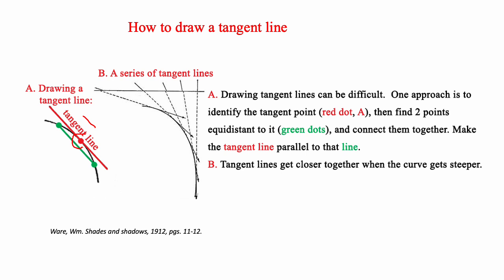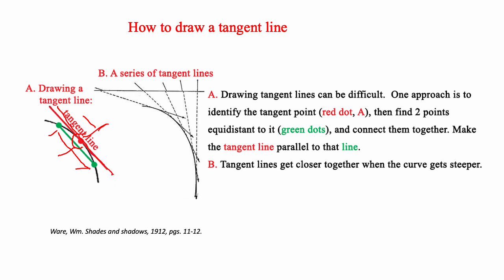Drawing tangent lines can sometimes be difficult, but one approach is to identify the tangent point, this red dot, and then find two green dots on either side equidistant to this red dot, and then connect the green dots together. Then you can find a line parallel to this green line that goes through the tangent point.